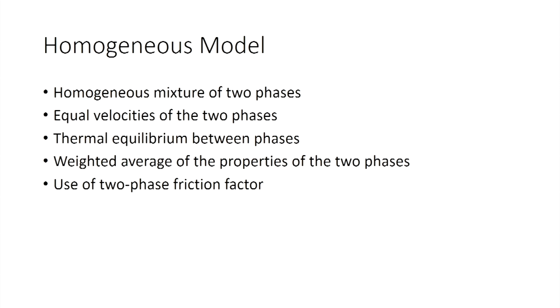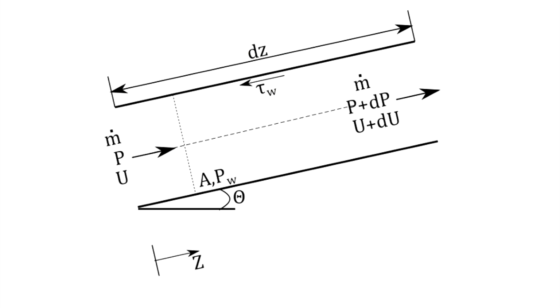So, as I have already stated, in the homogeneous model, the two-phase fluid is assumed to be a homogeneous mixture of the two phases, and the velocities of the two phases are assumed to be the same. Thermal equilibrium is assumed, that means the same temperature, and the properties are calculated by weighted averaging, and there is a two-phase friction factor which is used to calculate the frictional pressure gradient.